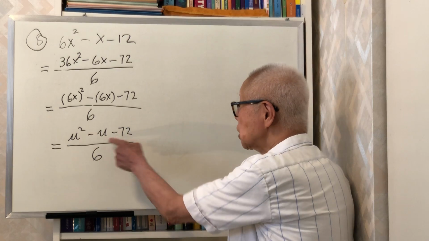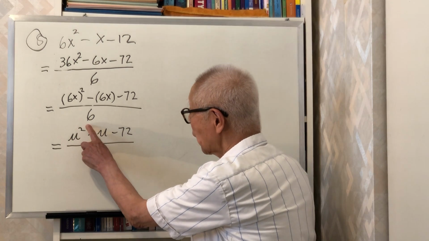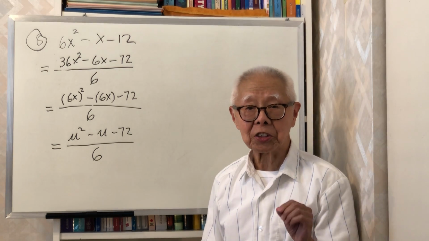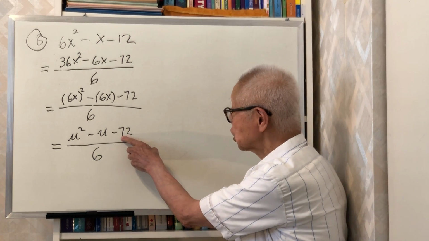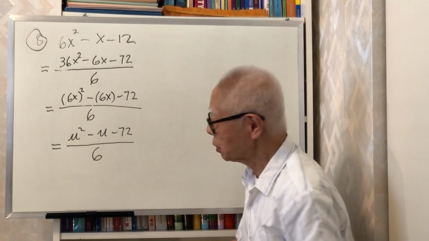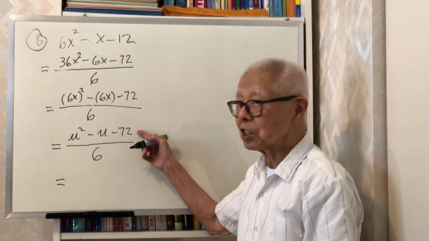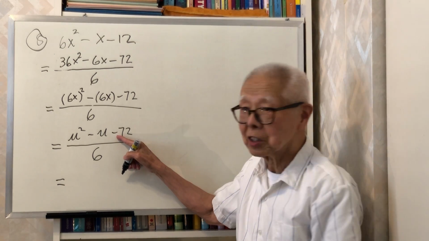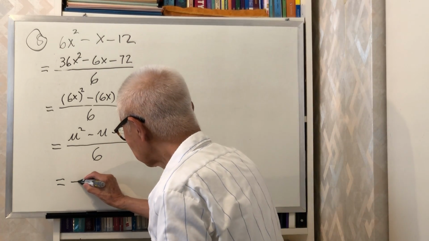Look, this is a quadratic relation, but the square term has 1 before it. And this is exactly what we discussed in the last lecture. What we do is factor the 72 and see whether we can factor the numerator. 72 is 8 times 9. And the difference between 8 and 9 is 1. Therefore, I can factor the numerator.